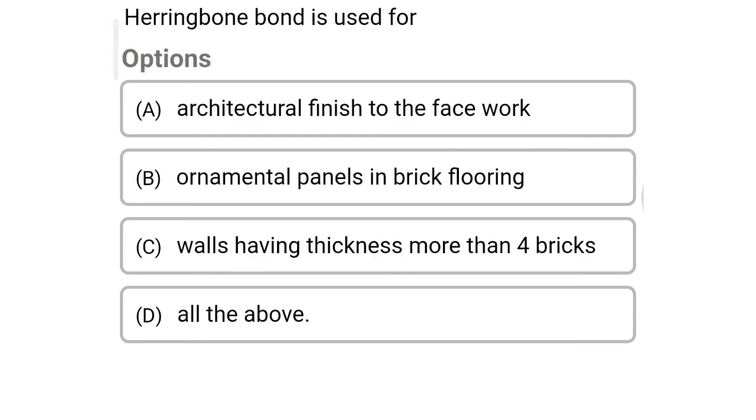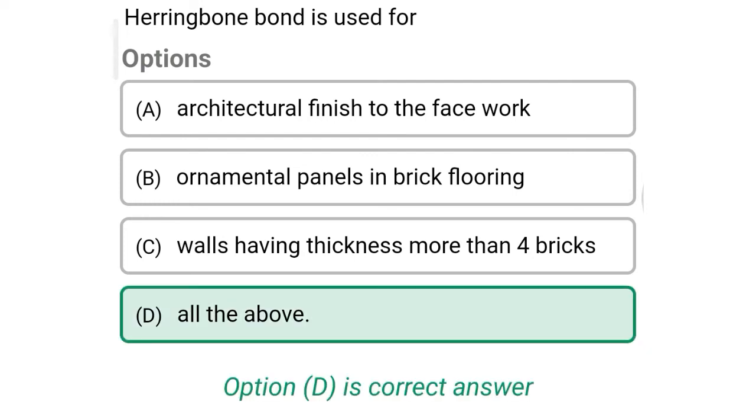So next question, herringbone is used for option A architectural finish to face work, option B ornamental panels in brick flooring, option C wall having thickness more than 4 bricks, option D all the above. So the correct answer is option D all the above.